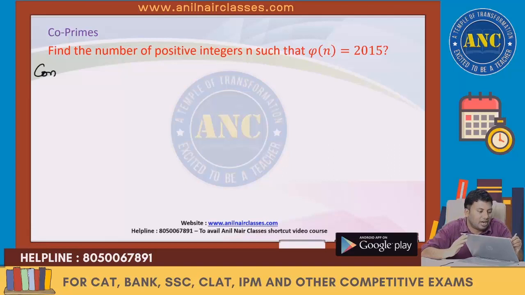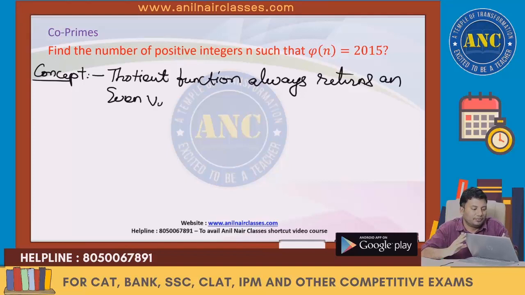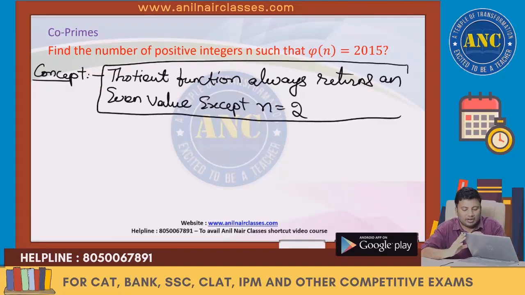Please write down a concept. The totient function always returns an even value except n equivalent to 2. Please write down: the totient function always returns an even value except n equivalent to 2.